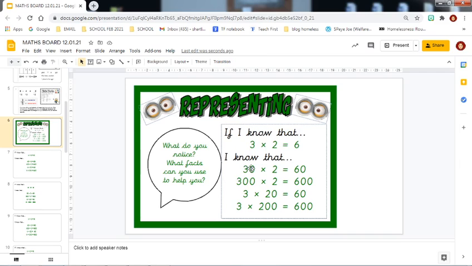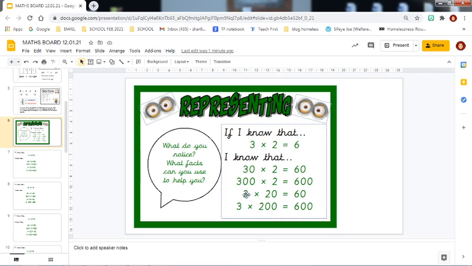So my 30 now becomes 300. My 3 tens have now become 3 hundreds. So I know that 300 multiplied by 2 equals 600. And as you will see here, each time I multiply by 10, my answer, what it equals, also gets 10 times greater.